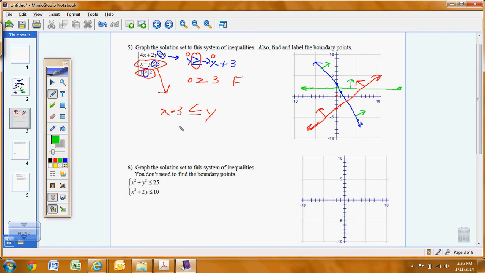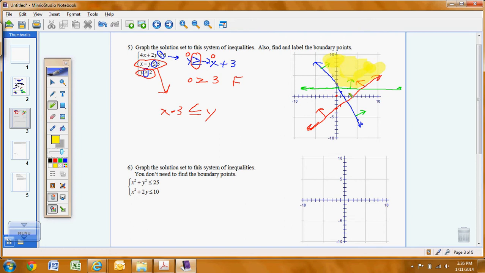So now I finish this off by shading the region that works in everything. Let's see if I have a highlighter here. I think I do. There it is. We'll make it yellow. I would shade everything above all 3 of those lines, which would be everything up here.